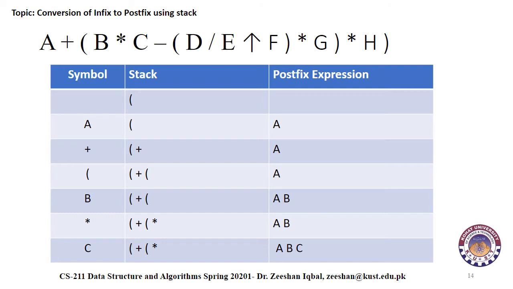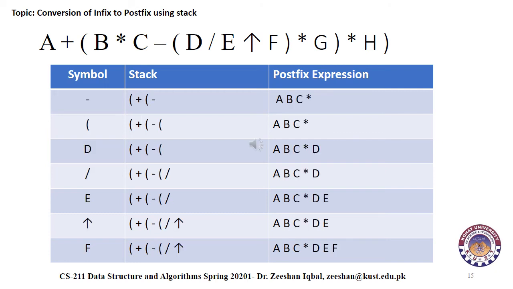Next symbol is B, which is also an operand, so we will put it in the postfix expression directly. Next symbol is asterisk, which is an operator. So we will check the stack if the top position contains any operator. As we can see that there is no operator on top, so we will push the asterisk operator on the stack directly. Next is C. C is an operand. We will put it directly in the postfix expression.